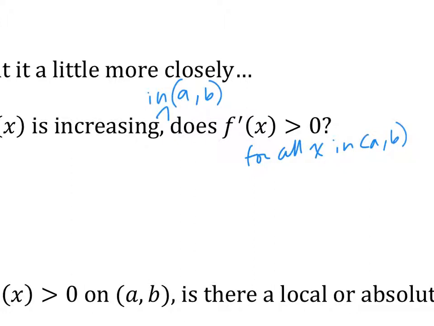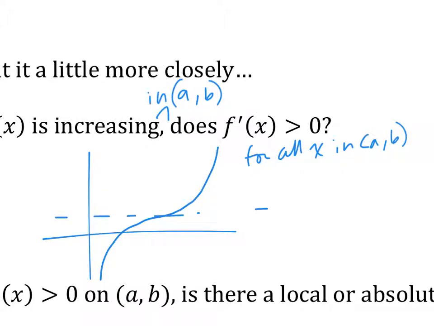Because if the graph looks something like this, and then there's actually a horizontal tangent here, then that point is 0. It's not positive. Okay, so like the x cubed graph. It's always increasing. You would think the derivative is always positive, but not true. At one point, it's going to be 0 and then go up again. Okay, so just kind of a special situation.